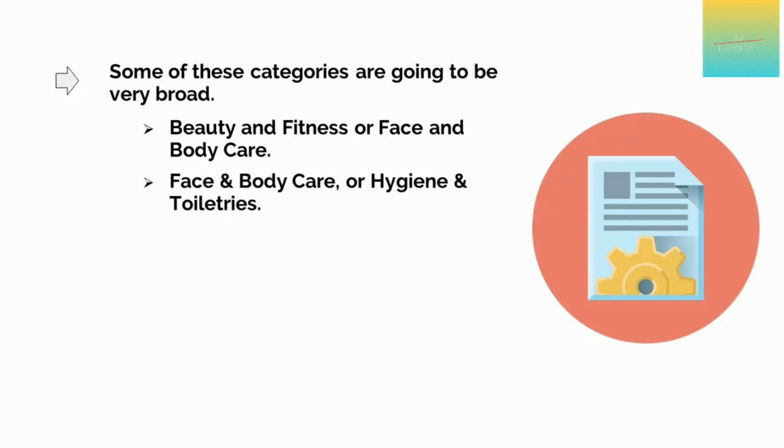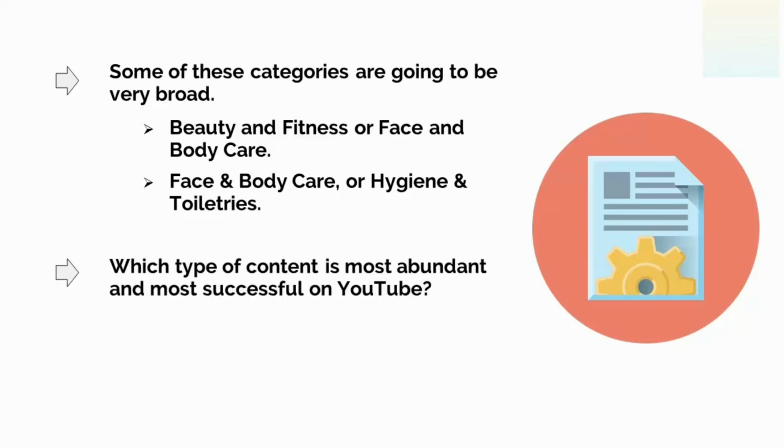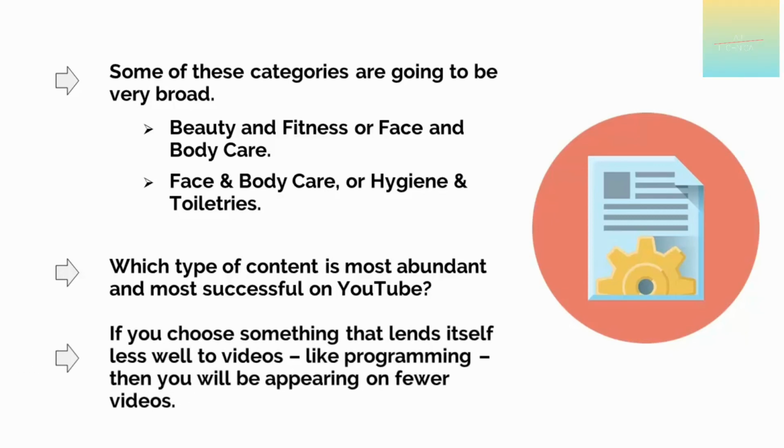Another thing to think about when choosing your niche is just which type of content is most abundant and most successful on YouTube. Some video topics like makeup tutorials and let's play videos come up time and time again, meaning there are more videos for you to appear on, and those videos are likely to be higher profile. On the other hand, if you choose something that lends itself less well to videos, like programming, then you'll be appearing on fewer videos.